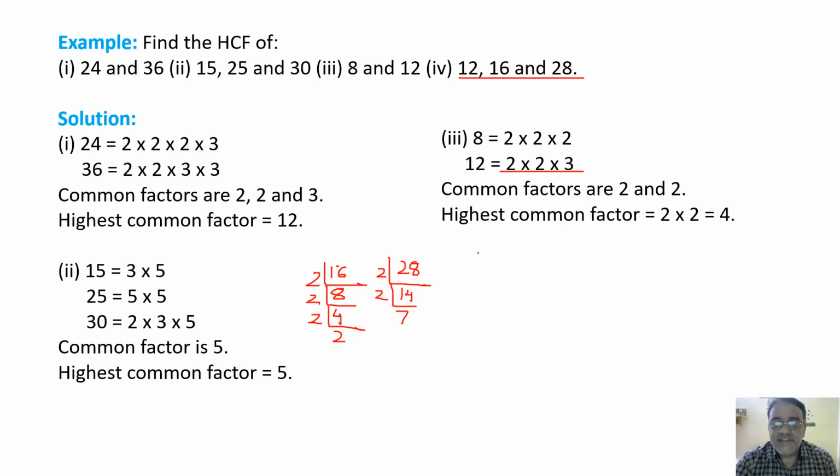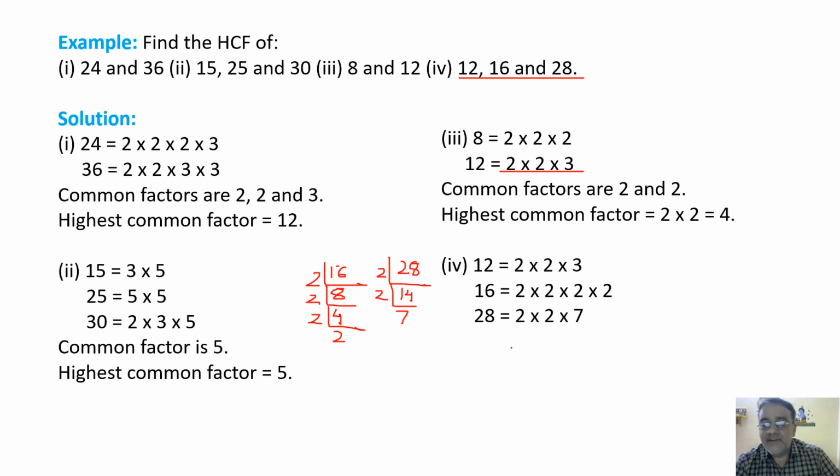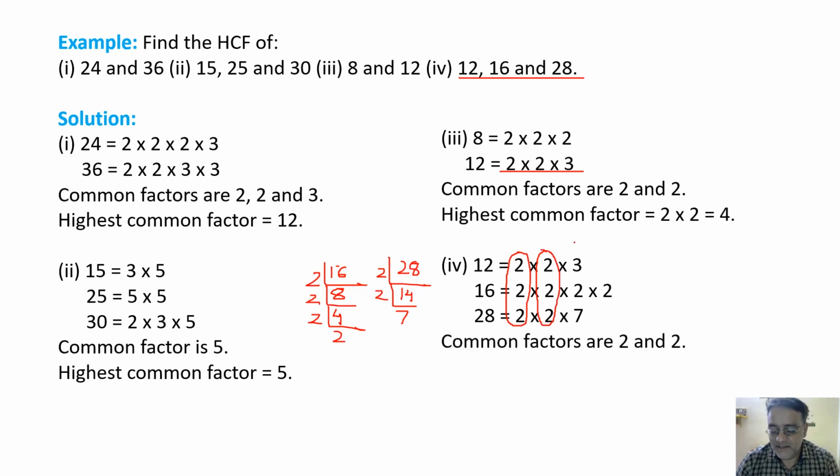Okay, so we'll start with 12. We already did 12 here: 2 into 2 into 3. Next is 16: 2 into 2 into 2 into 2. And the last one is 28: 2 into 2 into 7. Now find out the common factors. 2 and 2. Yes, one 2, and another 2. You have to look in all three, not in two. Okay, so the common factors are 2 and 2 again. So the HCF is 2 into 2, that is 4. So these are the 4 examples.